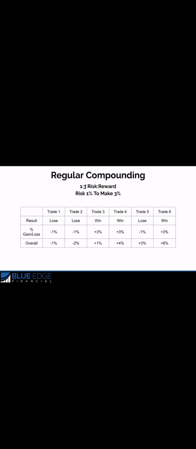And this is just regular compounding, risking 1% of your account to make 3% on each trade, right? With a 1 to 3 risk to reward. So let's look at the exact same situation, exact same trades, so there's a 6%, but using asymmetric compounding, okay? We're still going to be risking 1 to make 3, risking 1% in this example to make 3%. Let's just go through this, and then I'll explain exactly how it works and why it works this way.